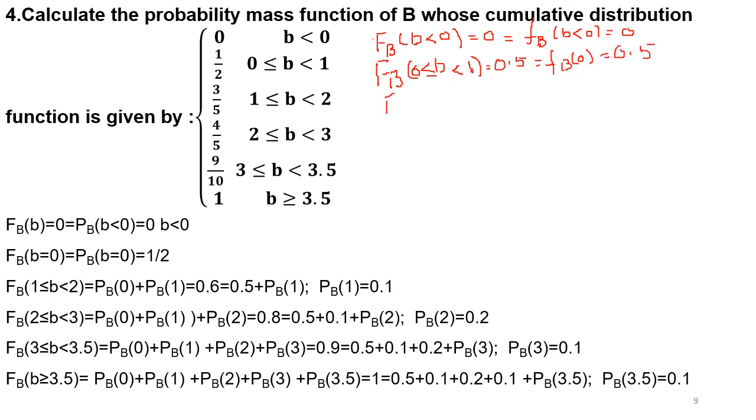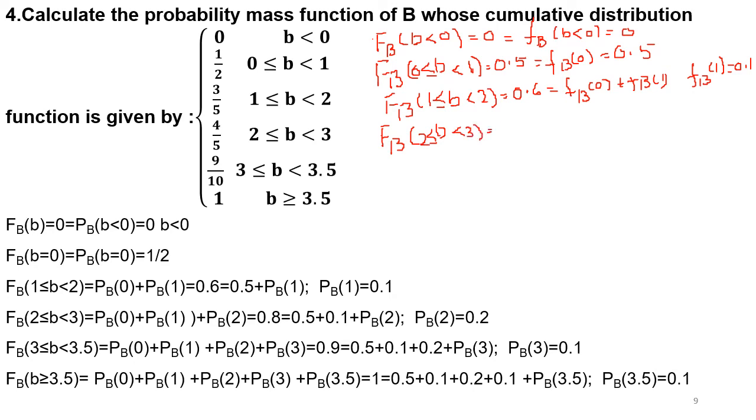Next we have got fb of, this b value is greater than or equal to 1, less than 2, it is given as 0.6. That is sum of fb of 0 plus fb of 1, which gives us fb of 1 is equal to 0.1. Then we have the next data, that is fb of b value is greater than or equal to 2 but less than 3. This will be equal to 0.8.